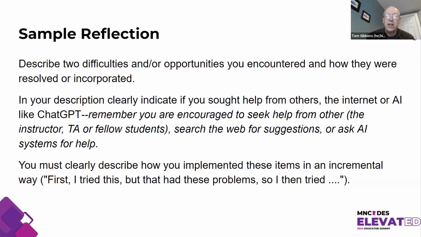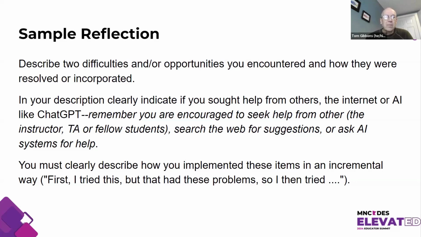In your description, clearly indicate if you sought help from others, the internet, AI, and remember, you are encouraged to seek help from others, your instructors, TA, fellow students. Again, this makes it more clear that on this assignment, they can seek help from other students, where in the past, it wasn't always clear what that was. And again, they can search the web for suggestions or ask AI for help. So we list out all the ways that we encourage students to get help. But then we want them to reflect on their assignment and what it does.